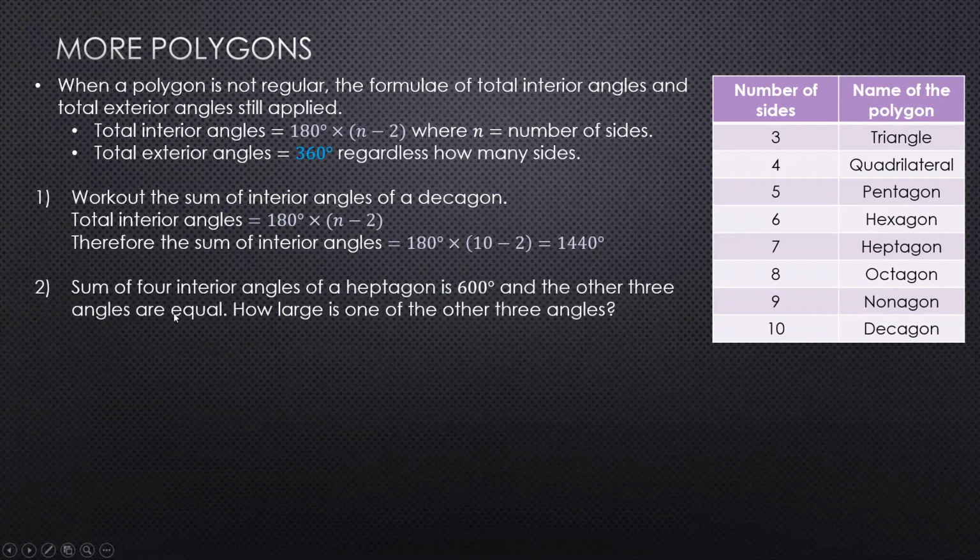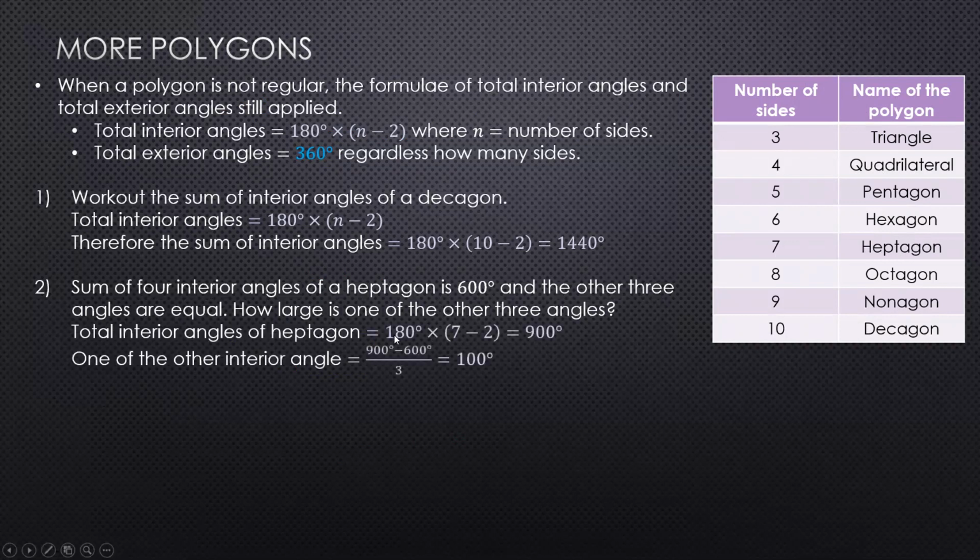Okay, next one, question 2. The question says the sum of 4 interior angles in a heptagon is 600. Heptagon has 7 sides. So if we know 4 already, 3 remain. The question says the remaining 3 angles are equal. How large is one of these 3 angles? Firstly, we must find the total angle of a heptagon. Using this formula, 180 times 7 minus 2, I get a total of 900.